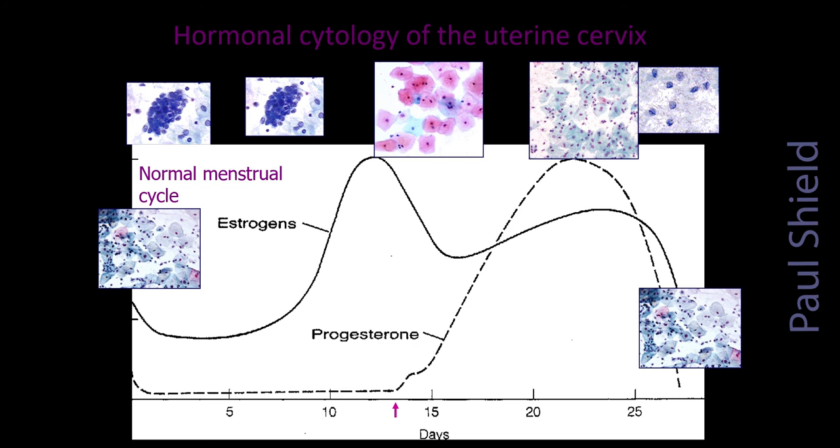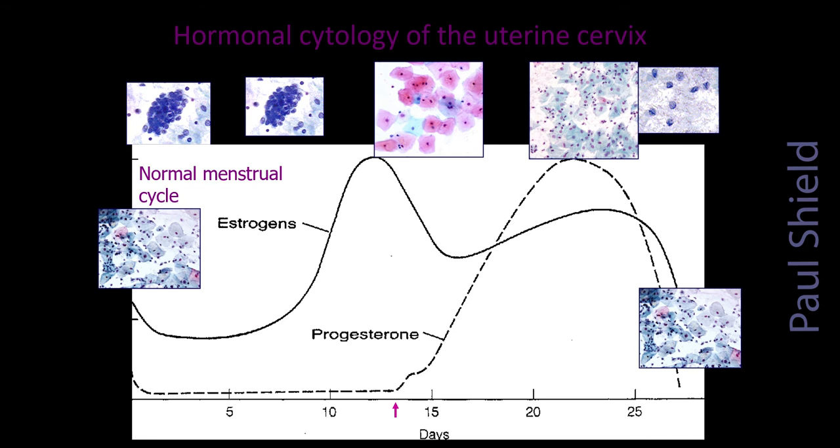So the cycle, we see estrogen and progesterone peaking at different times. In the first 5 to 10 days we will see a menstrual pattern characterized by endometrial cells and an intermediate predominant squamous pattern. At ovulation, where we have peak estrogen, we will see a very clean background with lots of superficial cells and some intermediate cells.